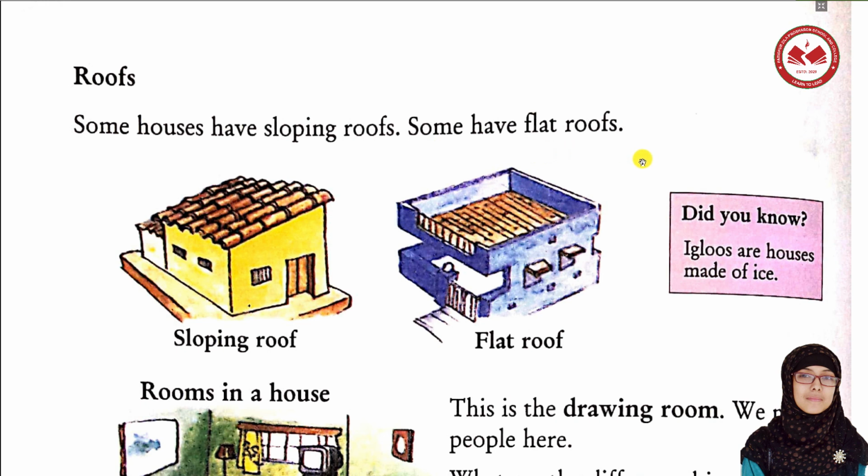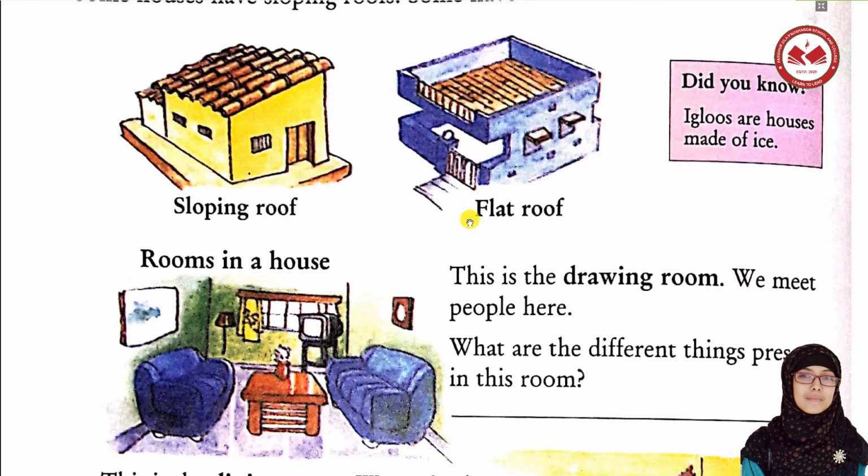So we can learn about two types of roofs here: sloping roofs, flat roofs. What is the meaning of sloping here? By the word sloping, it means slightly tilted, like this house you can see in this picture. You can see that the roof of this house is slightly tilted, right? It's not straight, it's tilted. So this is called sloping roof. And the roof of this house is flat, right? And this is a flat roof.